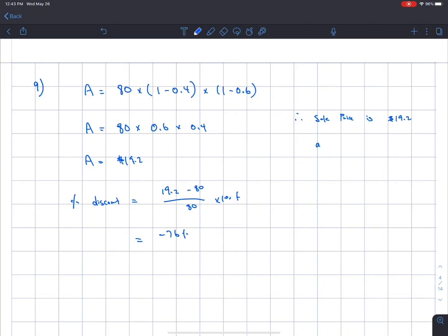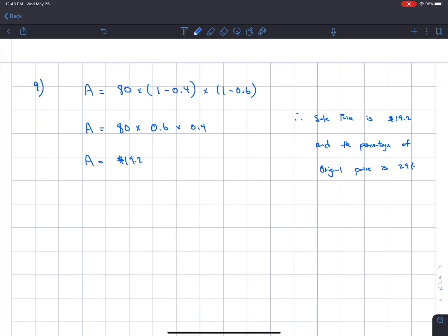and the percentage of original price is, well, actually, they are not asking for the discount. The sale price as a percentage of the original price is just 24%. They are not asking for a discount, I just realized.